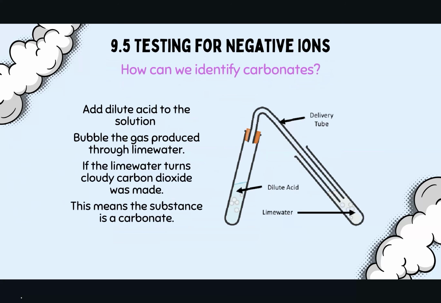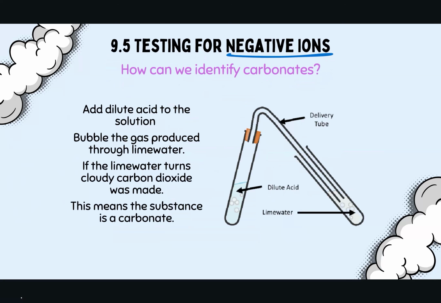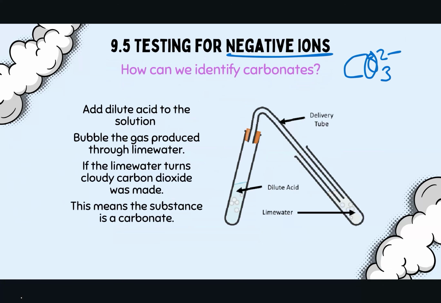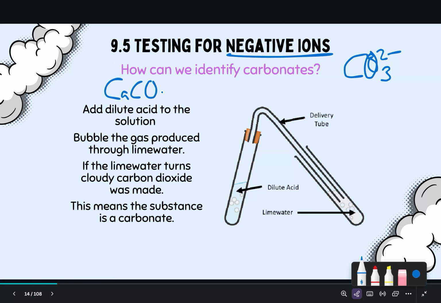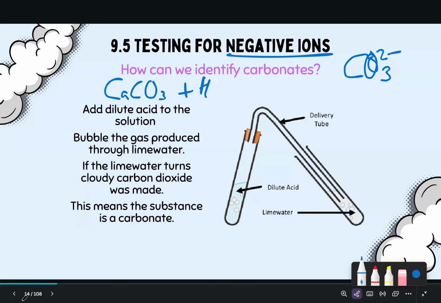Now, how can we test for negative ions? So one is testing for carbonates. Carbonates are CO3 2 minus. So that's a negative ion. Now, if we have, for example, calcium carbonate, which is a metal carbonate, and if we think back to what we learned in our acids and alkali topic, when you add an acid to it, for example HCl, what does it give us? It gives us calcium chloride, which is a salt.